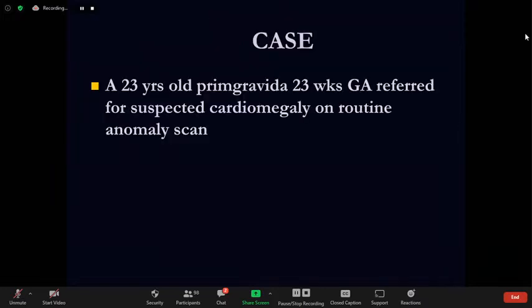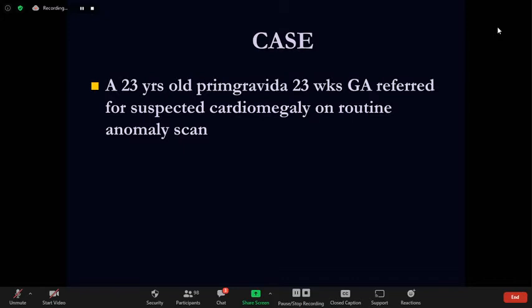And this is the message from me as a cardiologist. I'm going to change gears here to attract your attention to what we're doing today. So, 23 years old, primary gravida, 23 weeks of gestation, referred for cardiomegaly on routine anomaly scan. Anomaly scan is usually at 18 to 22 weeks, also called the anatomic scan.